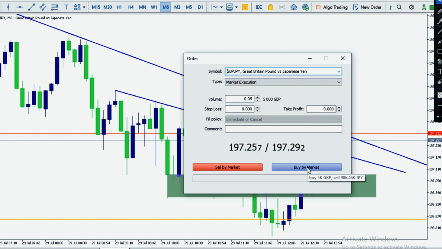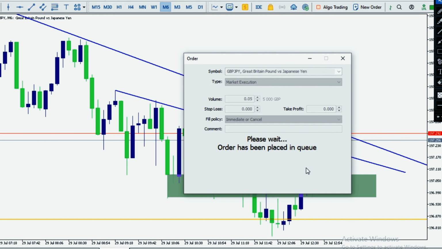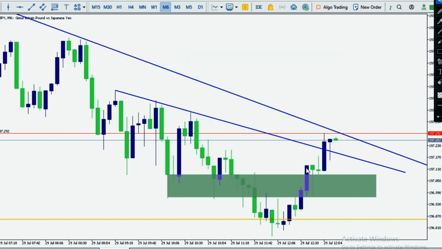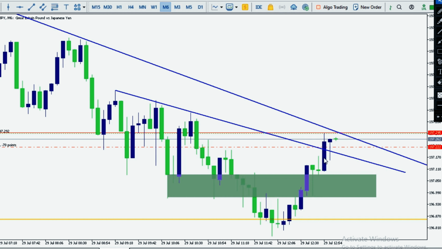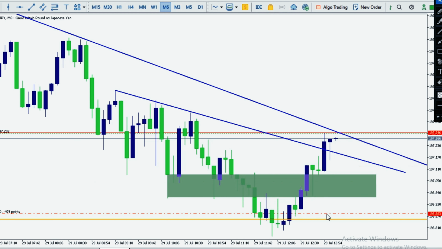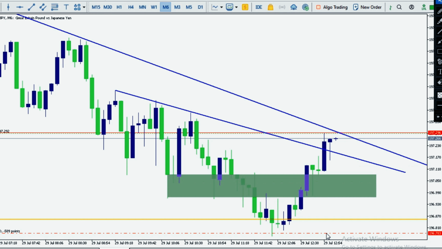So what I would do, if you are an aggressive trader, I would go for a buy right there. Right there, I would just go for a buy. Why? I've gone for a buy right there, guys.